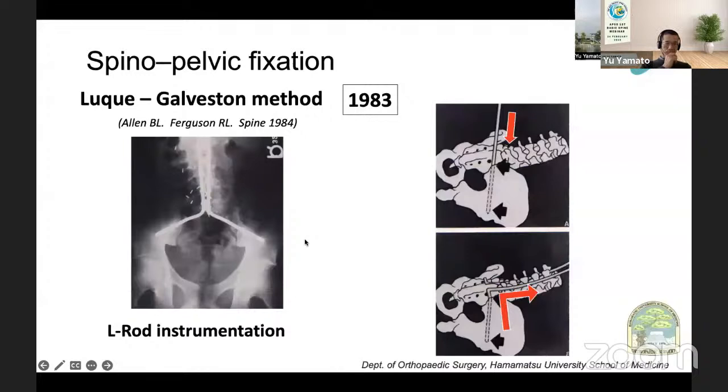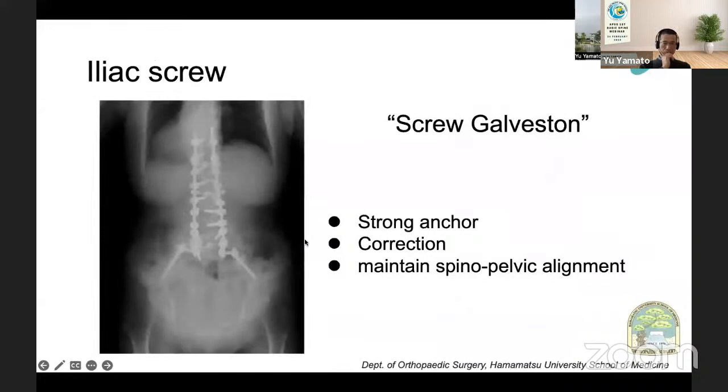Historically, the Galveston method, an L-shaped rod, was used for iliac anchors. This was reported in 1983. This method is a strong anchor, but technically very difficult. It's not a common method. The iliac screw is also known as screw Galveston. This is a very powerful pelvic anchor and is useful for correcting and maintaining spinopelvic alignment in adult spinal deformity surgery.